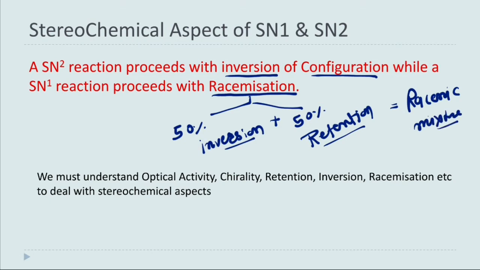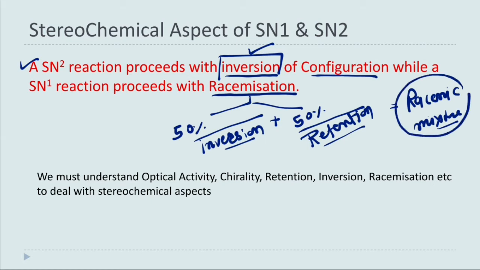Okay, so this is a very important statement. In SN2 we observe inversion of configuration, and in SN1 we observe 50% inversion and 50% retention, which is also known as racemization.